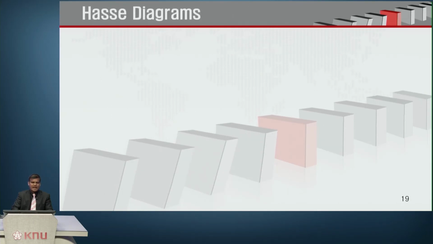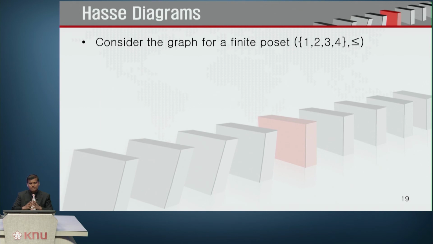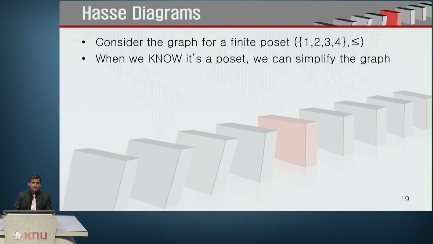Okay, coming to this Hasse diagram. Hasse diagram is another property in which we can have a finite poset, or a poset of ordering things. Say for example you have a set in which you have 1, 2, 3, 4, 5, and then you have the other relation as less than or equal to. When we know it's a poset, we can simplify the graph. The basic idea of Hasse diagram is to simplify a graph.